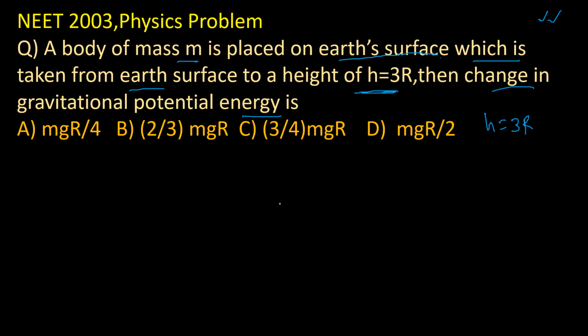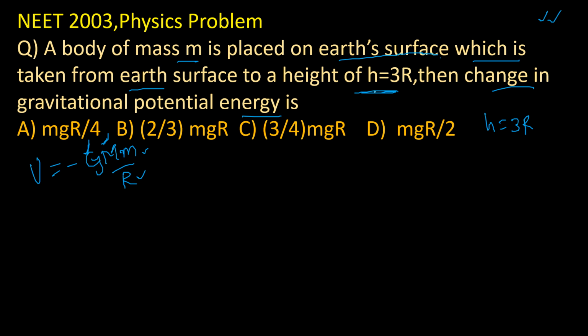Normally, the gravitational potential energy on the earth, we can take on the earth U equal to minus G capital M small m by R. Here capital G is the universal gravitational constant, capital M is the mass of the earth, capital R is the radius of the earth, and small m is the mass of the object.